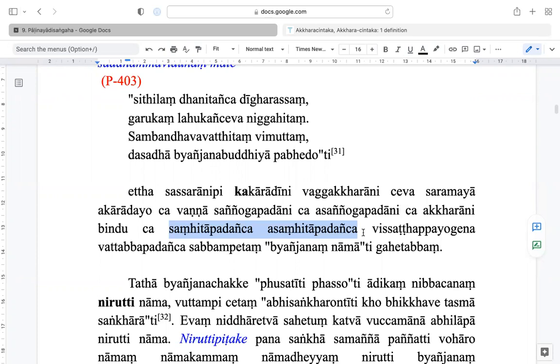Asahita means a compounded word in Sandhi, the euphonic rule. Instead of saying separated word, we can say combined word and separated word. So literally, in that word euphonic rules are applied. But asahita pada means in that word the euphonic rule is not applied, so it is a separated word.